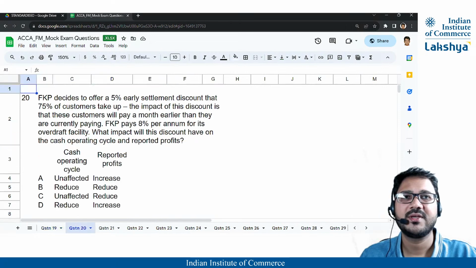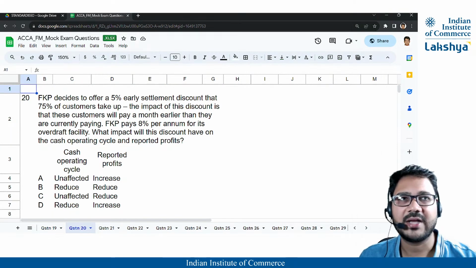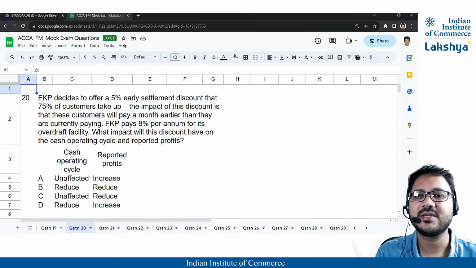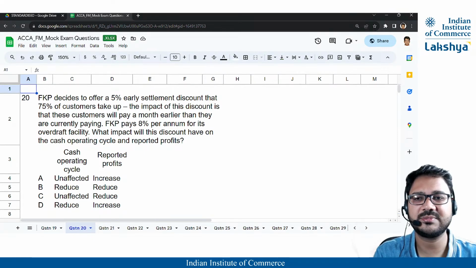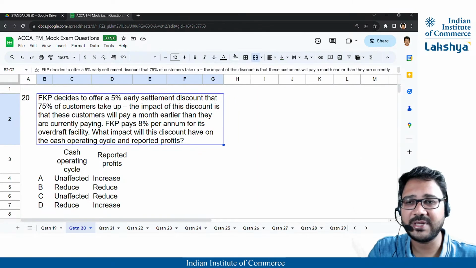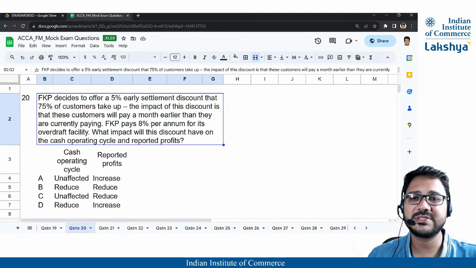Option C. Okay. Question number 20. Again, all these questions were dealing with that case study. Now, FKP decides to offer a 5% early settlement discount, and 75% of the customers take it up. The impact of this discount is that these customers will pay a month earlier than they are currently paying. FKP pays 8% per annum for its overdraft facility. What will be the impact of the discount on the cash operating cycle and the reported profits?